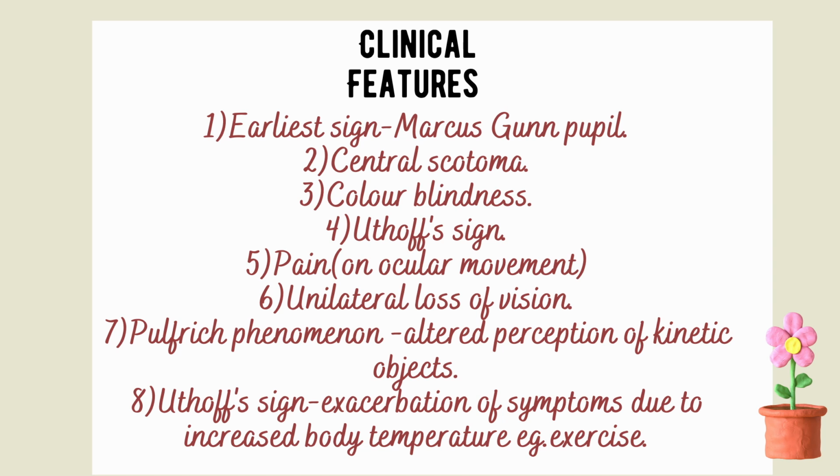And another U is for unilateral loss of vision. Then 2 times P: one is pain on ocular movement and the other is Pulfrich phenomenon, that is altered perception of kinetic objects, so moving objects. There will be altered perception. Okay, so Do CUP MAR: 2 times C, 2 times U, 2 times P, and then MAR is for Marcus Gunn pupil. So these are the clinical features of optic neuritis.